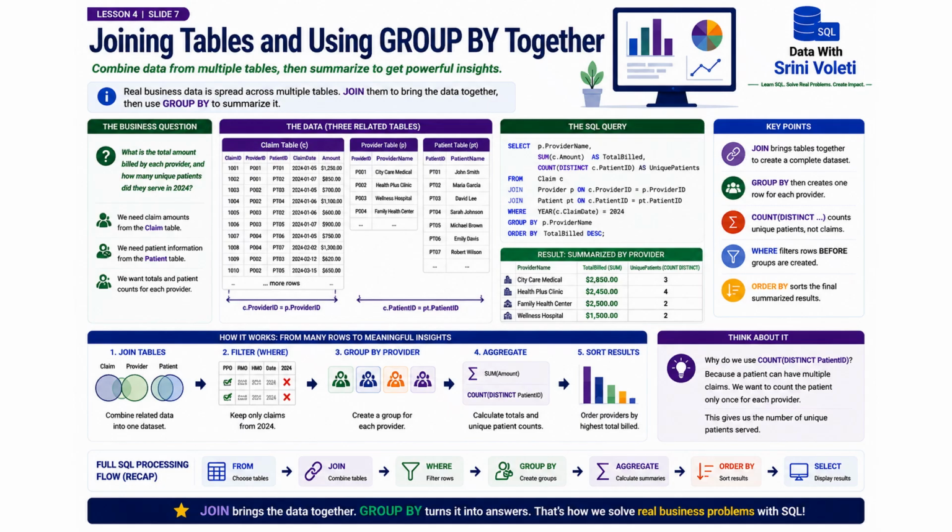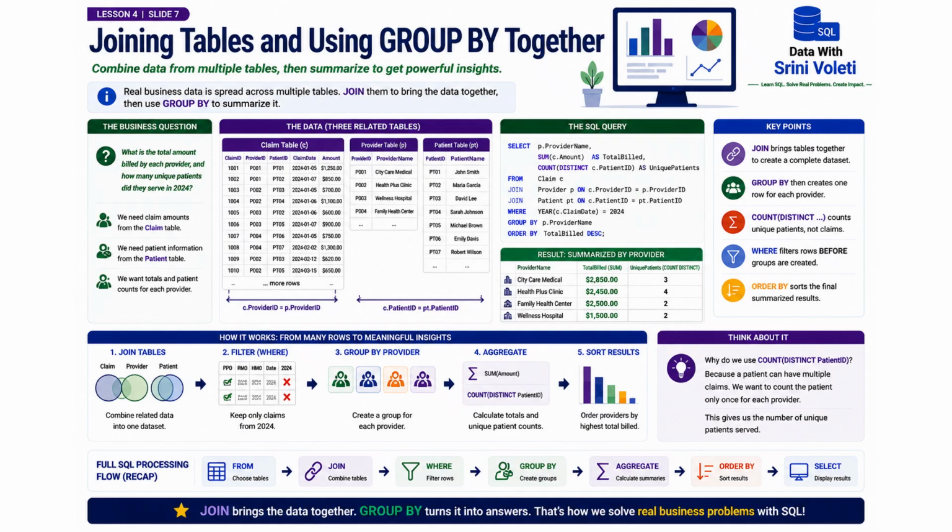Look at the middle section of the slide. Here we have three related tables. The claim table stores each insurance claim. The provider table stores the provider names. The patient table stores patient information. Each table contains only part of the story. The claim table tells us what happened. The provider table tells us who delivered the care. The patient table tells us who received the care. Join connects these three pieces into one complete data set.